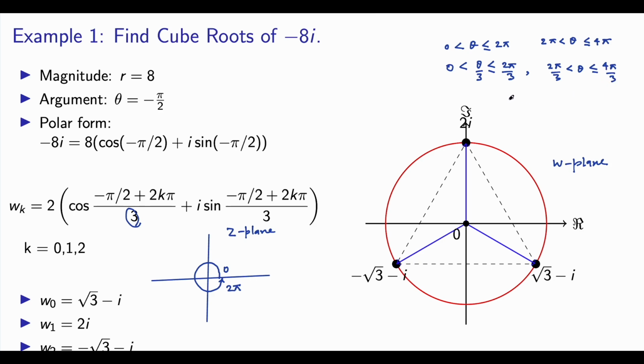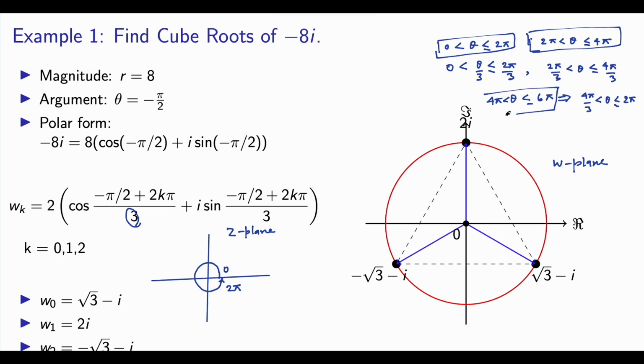Okay, and if theta lies between 4 pi and 6 pi, then what will it be in the W plane? It will be 4 pi by 3 less than theta less than 6 pi by 3. 6 pi by 3 means 2 pi. So you see here the important part: this is in the Z plane. All these bracket quantities are in the Z plane, right? So you can see here, Z plane.